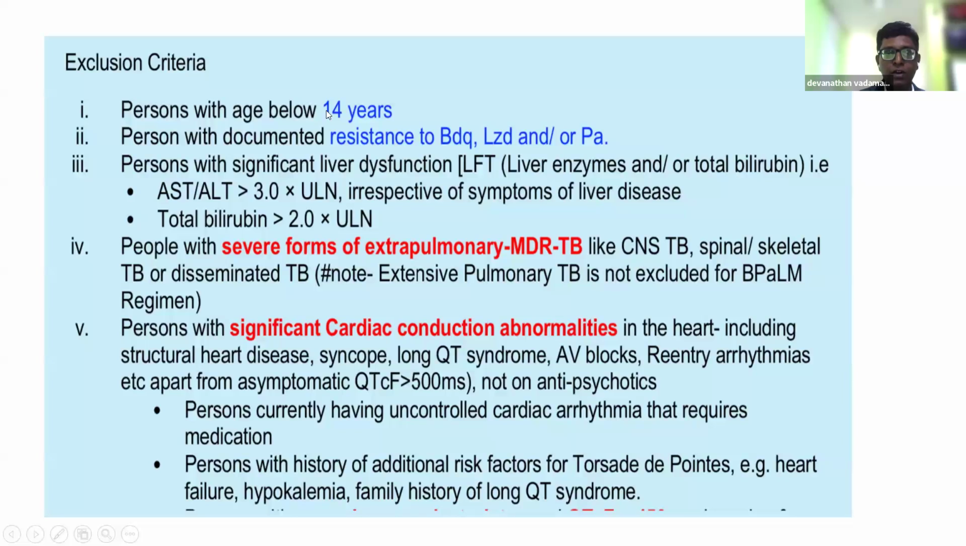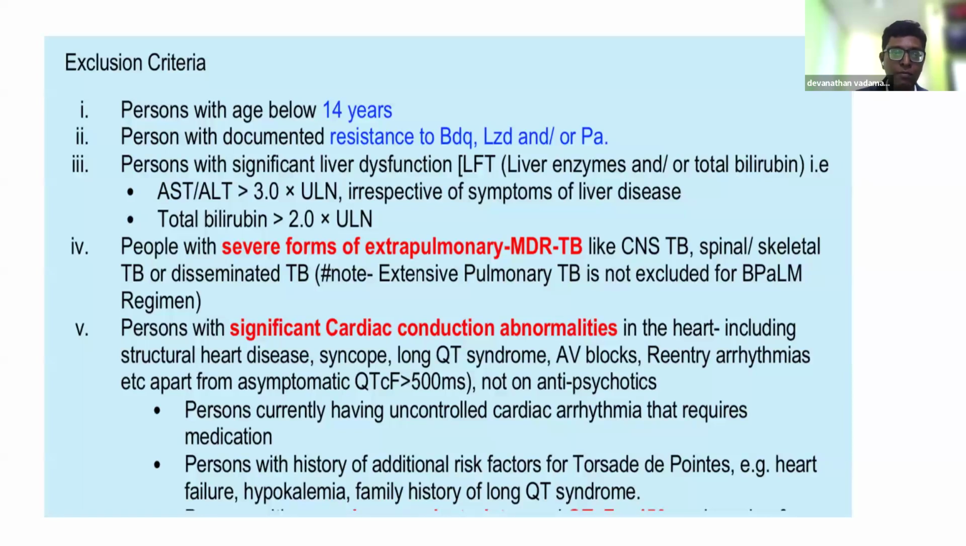So less than 14 years, we cannot give. Any resistance to bedaquiline, linezolid, and pretomanid, we cannot give this regimen. If there's abnormal LFT, we won't give. Abnormal cardiac arrhythmias, we won't give. Severe forms of extrapulmonary TB, such as CNS, spinal, and disseminated. Remember these 3 TB, always longer regimen. CNS TB, your neuro TB, your spinal TB such as Pott's spine, or any bone TB, or disseminated TB will only go for the 20 months longer regimen. Shorter regimens of 6 months or 11 months will not be given. These are the exclusions. These patients you cannot give.